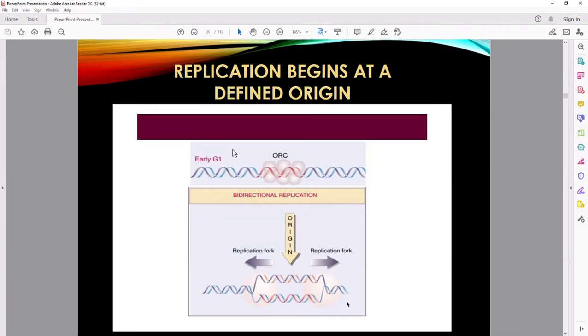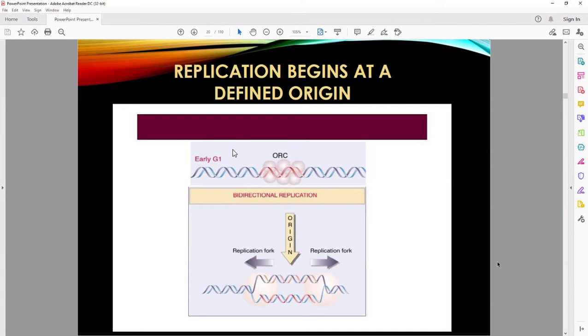Replication begins at a defined origin. Normally, bacterial and yeast chromosomes appear as circular chromosomes, whereas the human chromosome appears more as a linear chromosome. Under the microscope, a bubble can be seen, an I-shaped chromosome, like a bubble going up. That represents a defined origin. The defined origin is the place where replication occurs.